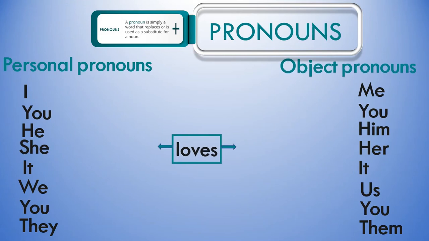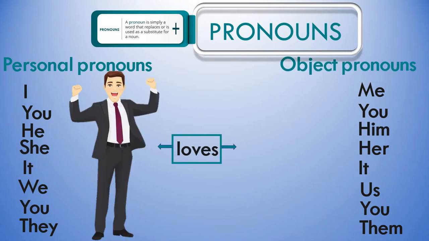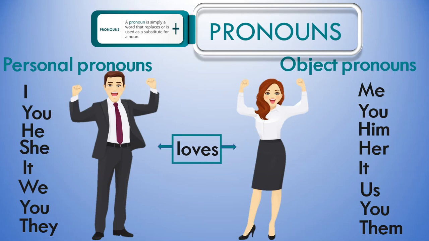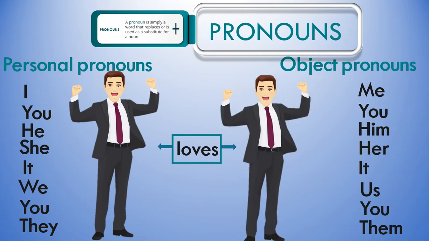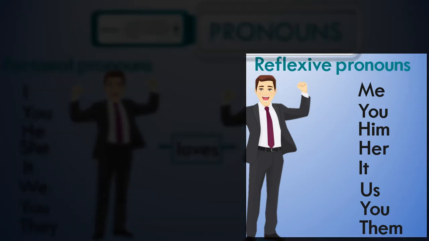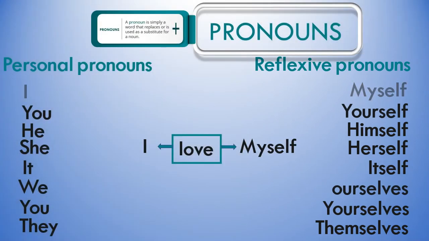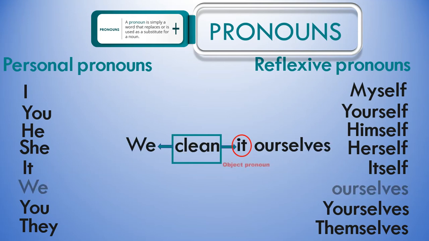We can apply the previous rule as long as the subject and the object are different people or things. Because if the subject and the object are the same people or things, we must use a reflexive pronoun instead. For example, I love myself, you cut yourself, and we can even use a direct object in the middle. We can clean it ourselves.